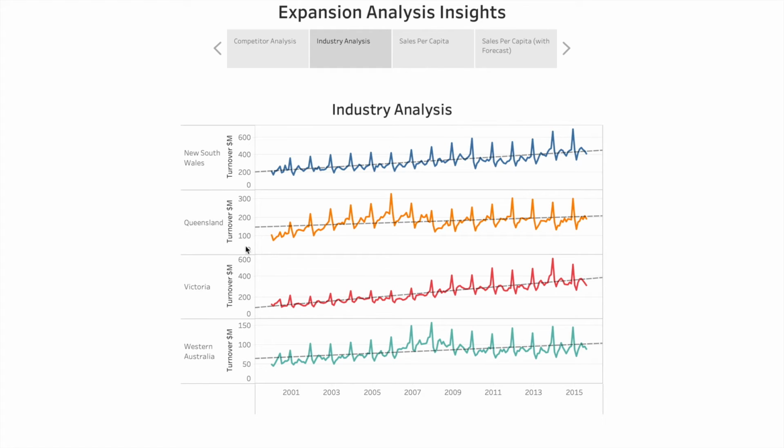Apart from all this, the states are displaying an upward trend over the years, with Victoria showing the steepest increase. However, this upward trend over the years for all the states might not be the correct interpretation of the industry trend, as the population is increasing for all the states over the years. Therefore, to get a better understanding of the trend in the retail industry, I evaluated the sales per capita.